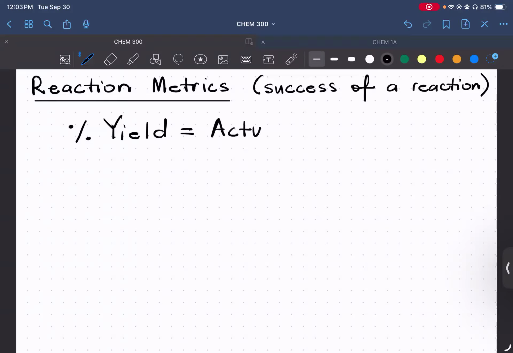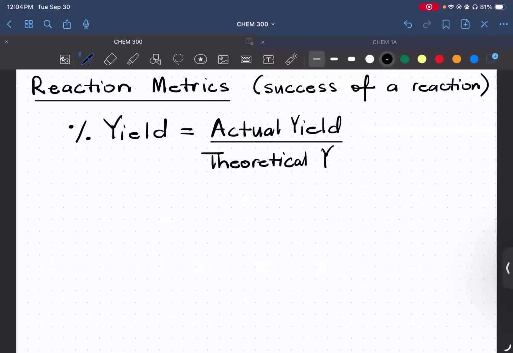The formula is actual yield divided by theoretical yield, abbreviating yield to Y for the denominator, multiplied by 100 since it's a percentage.